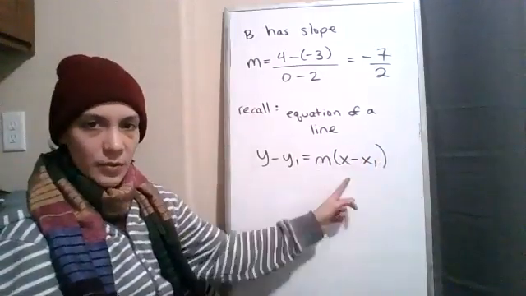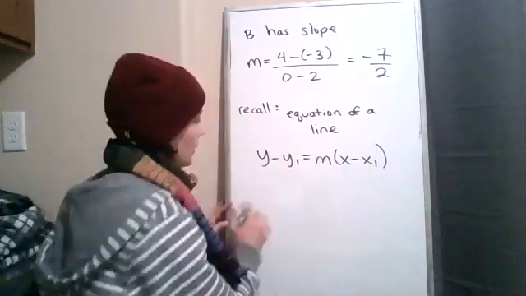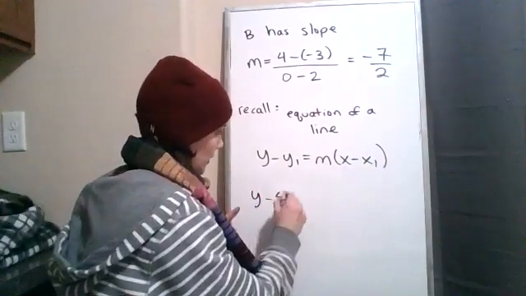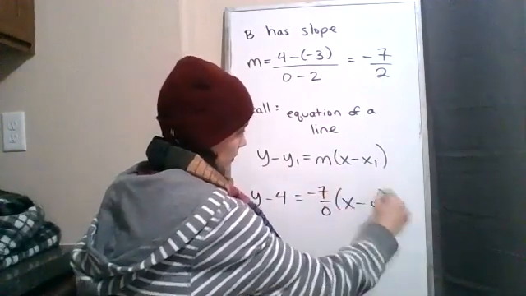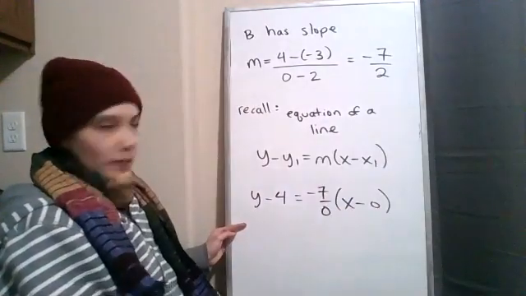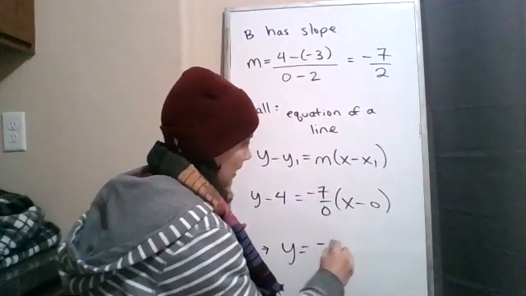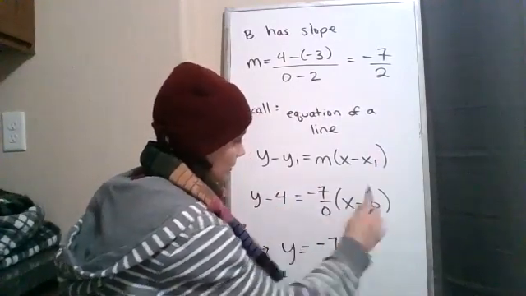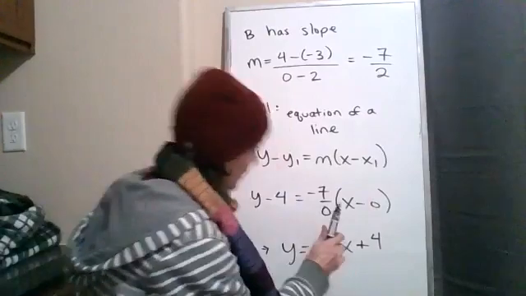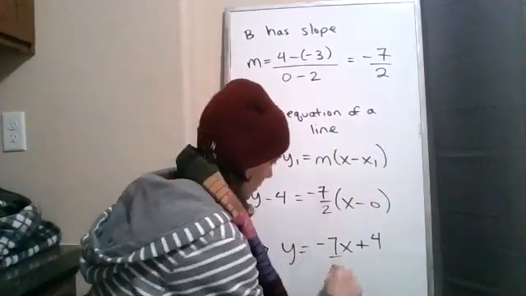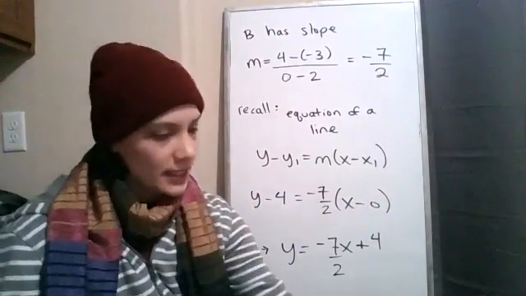Put in your slope and one of the points. I chose the point (0, 4). So 4 here, slope there, and 0. y equals negative 7x... oh wait, this is good. Okay, there we go. That was line B, and now we need to find line C.